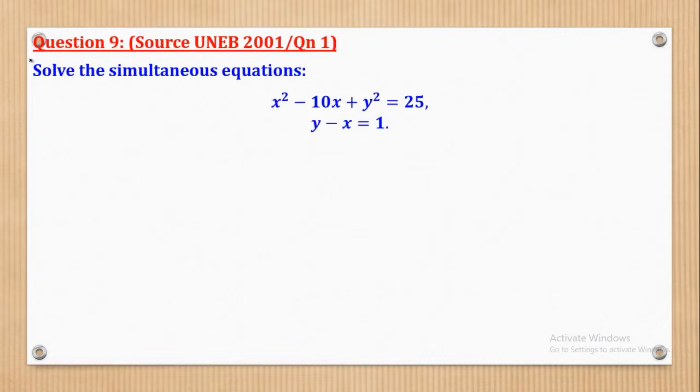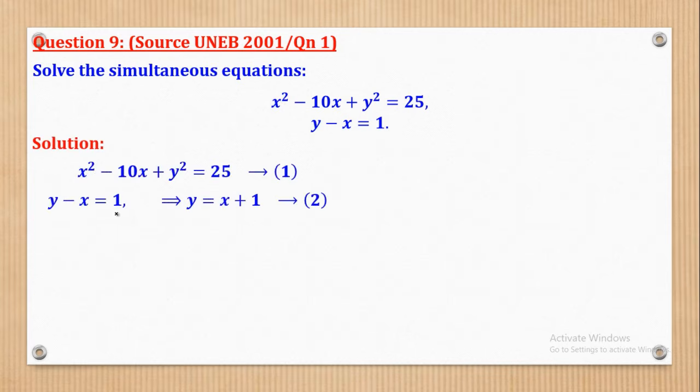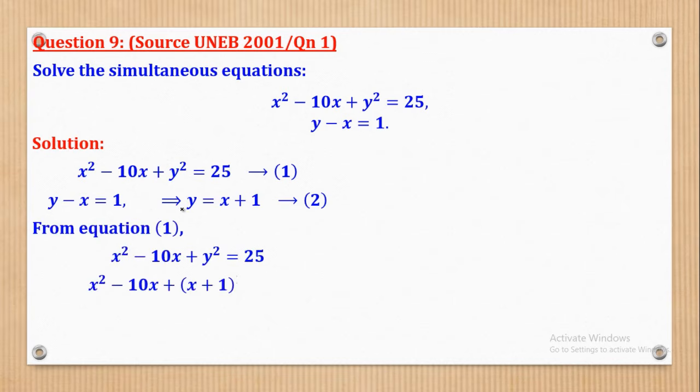So now we shall go to question 9, which came from UNEB 2001 paper 1 question 1, and says solve the simultaneous equations, these ones. So that will be equation 1, and this will be equation 2. When I rearrange it, I'll come up with y equal to x plus 1. Therefore from equation 1, I'll first rewrite it, and then I'll substitute for y.